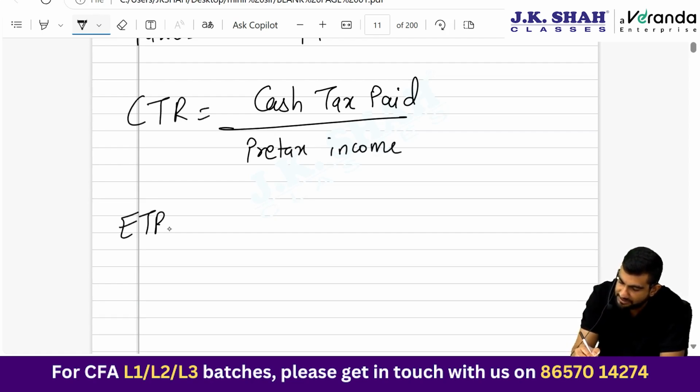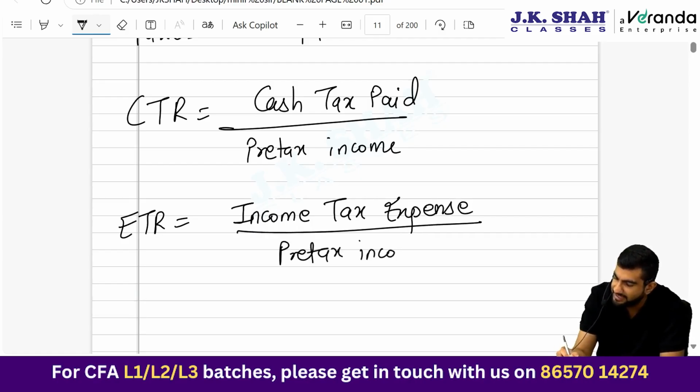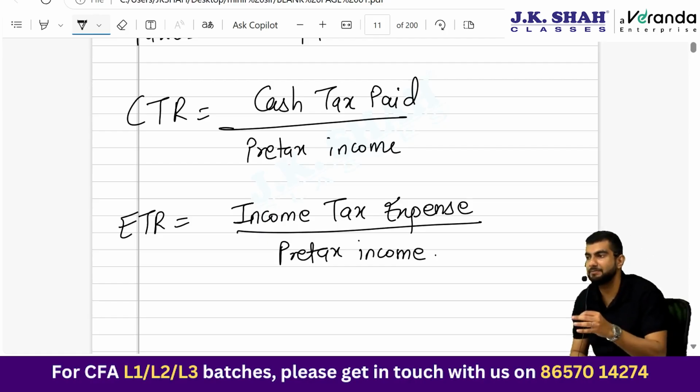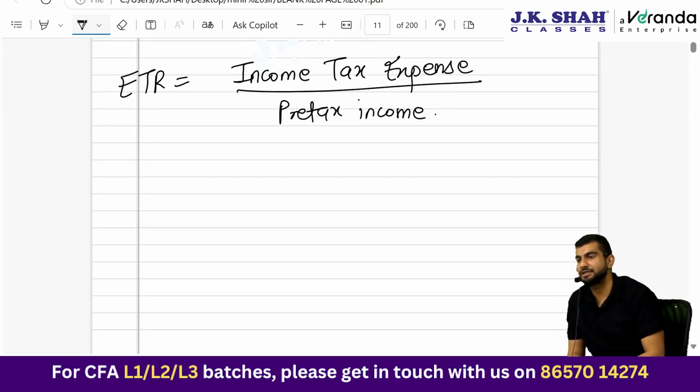The effective tax rate was income tax expense upon pre-tax income. Remember? And the statutory tax rate was the rate prescribed by the government authority. Now, there could be a difference between the effective tax rate and the statutory tax rate only in case of permanent differences. That reconciliation will have to be shown in the notes to accounts. I had shown it to you. And if there is no permanent difference at all, the effective tax rate and the statutory tax rate will be the same.